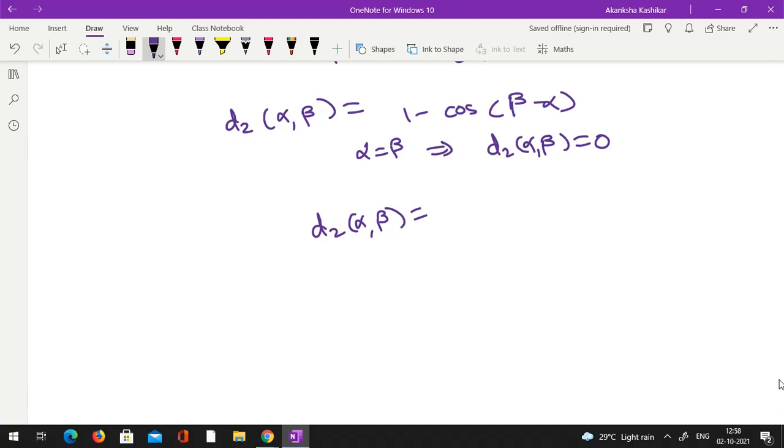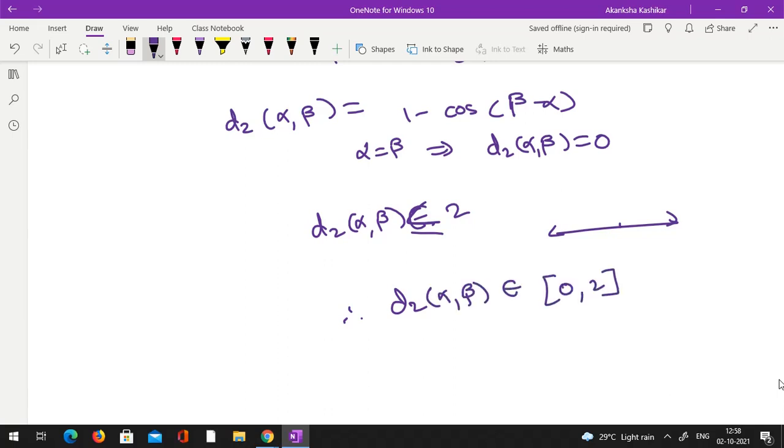Maximum possible distance can be 1? Why? Because cos ranges from -1 to 1. So when cos is -1, what would be the value of the distance? 2. So the maximum possible distance is 2 actually, because if you have 180 degrees, then cos 180 is -1, so you'll have 1 minus (-1), so 1 plus 1. So d2 of alpha, beta belongs to 0 to 2.